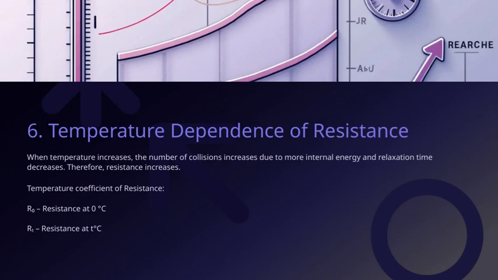Let's talk about resistance at different temperatures. R_T represents the resistance at a specific temperature T degrees C, while R_0 is the resistance at 0 degrees C. Now, the temperature coefficient of resistance is a key concept here. When the temperature increases, the atoms in a material vibrate more intensely, which leads to more collisions for the electrons trying to move through the material. This increased collision rate means the electrons face more resistance, so the overall resistance of the material goes up.